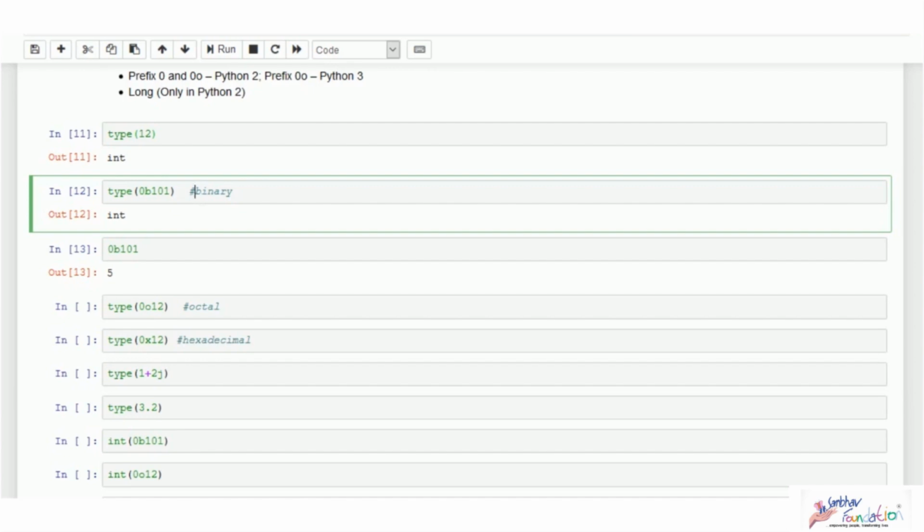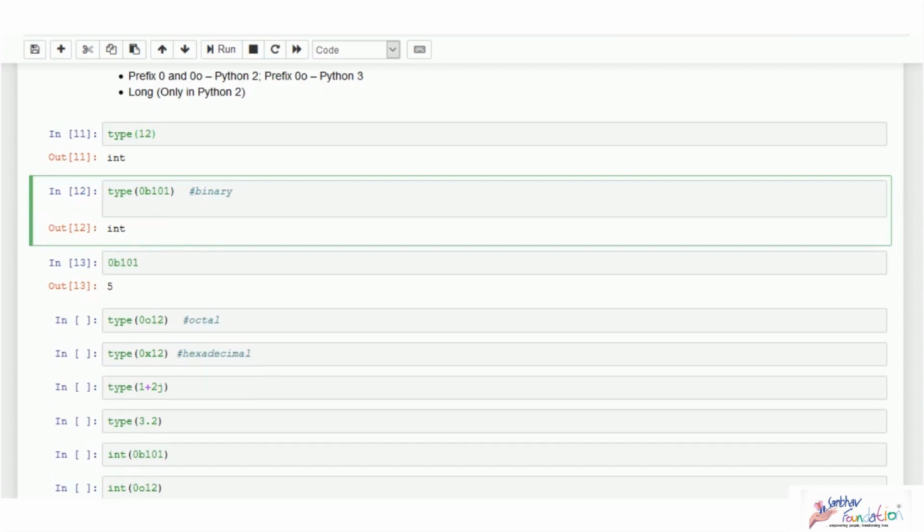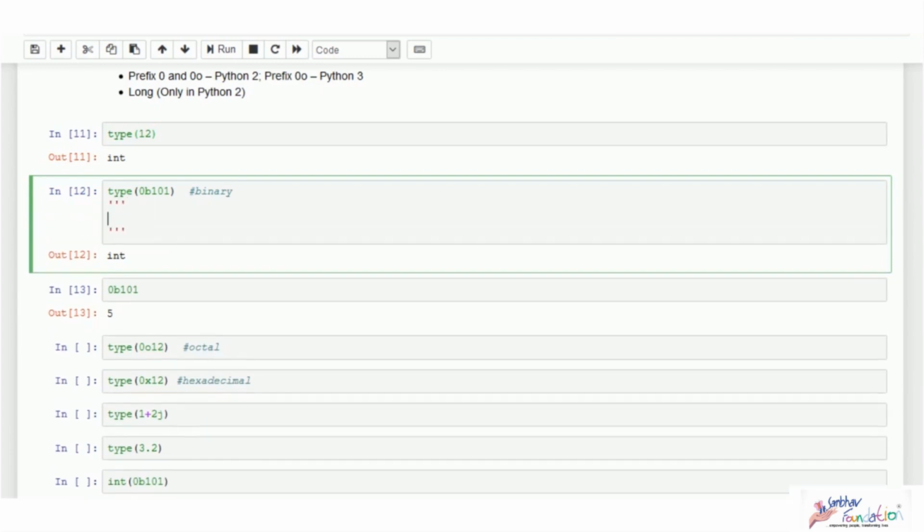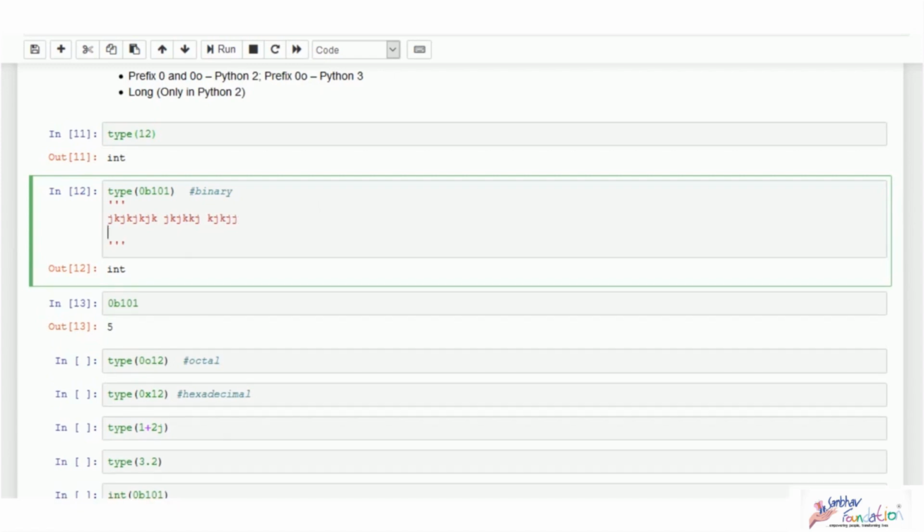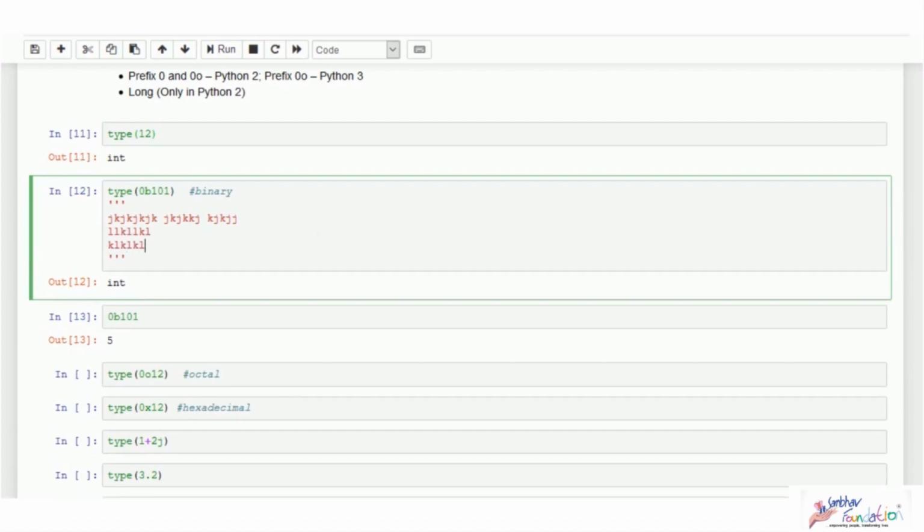But if you need to type more than one line, you can use triple single quotes. Anything you type within these triple single quotes is a multi-line comment. These comments are ignored by your interpreter while running the program. So you can type any number of lines within these triple single quotes.